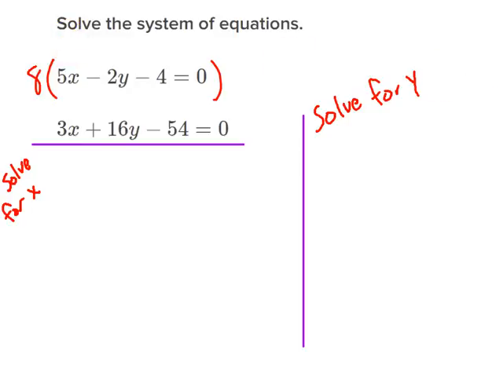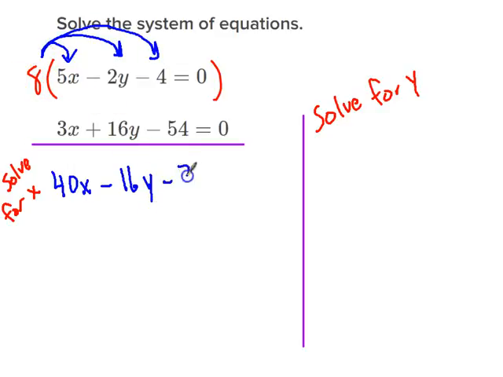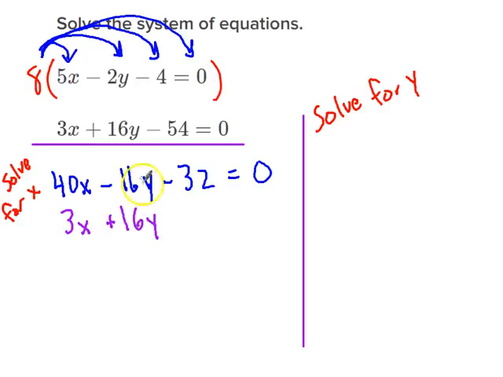So I only have to distribute the top. 8 times 5 is 40x, don't forget the x. 8 times negative 2 is negative 16y. And I do have to distribute to this negative 4. 8 times negative 4 is negative 32. Distribute 8 to the 0 is going to be 0, and so this is still equal to 0. So that's the top equation. The bottom equation I don't have to do anything to because the plus 16y here is already set up to cancel. And minus 54 I don't mess with.